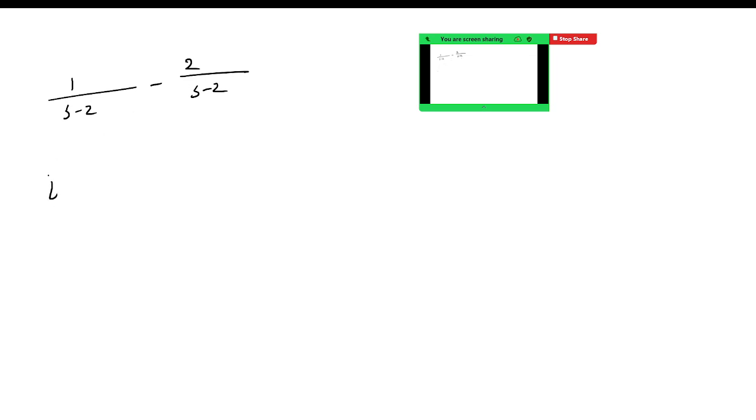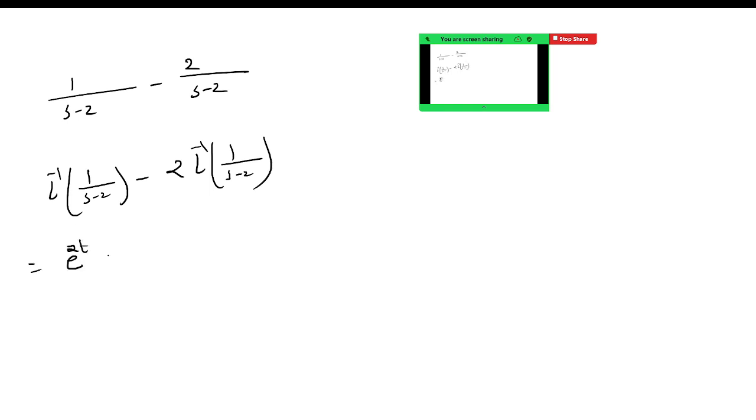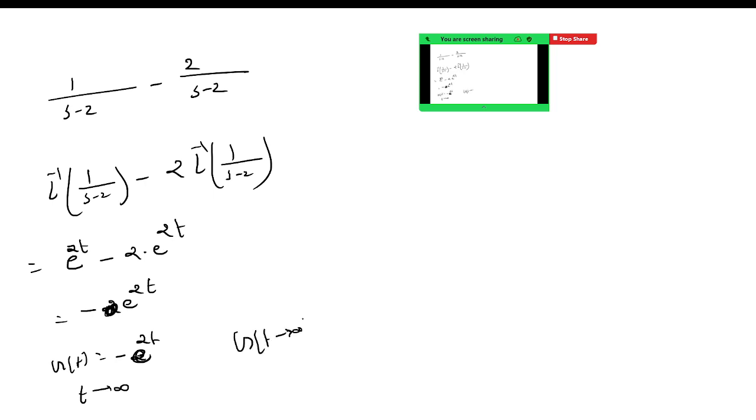So again, if I convert Laplace inverse of 1 upon s minus 2 minus 2 into Laplace inverse of 1 upon s minus 2, so this will be the value of what? e to the power 2t, minus 2 e to the power 2t. So that is equal to minus t e to the power 2t. So when this is now your g(t), that is minus e to the power 2t. So when t tends to infinity, what will happen? Your g(t) as t tends to infinity becomes equal to minus infinity. So again, this is coming undefined.